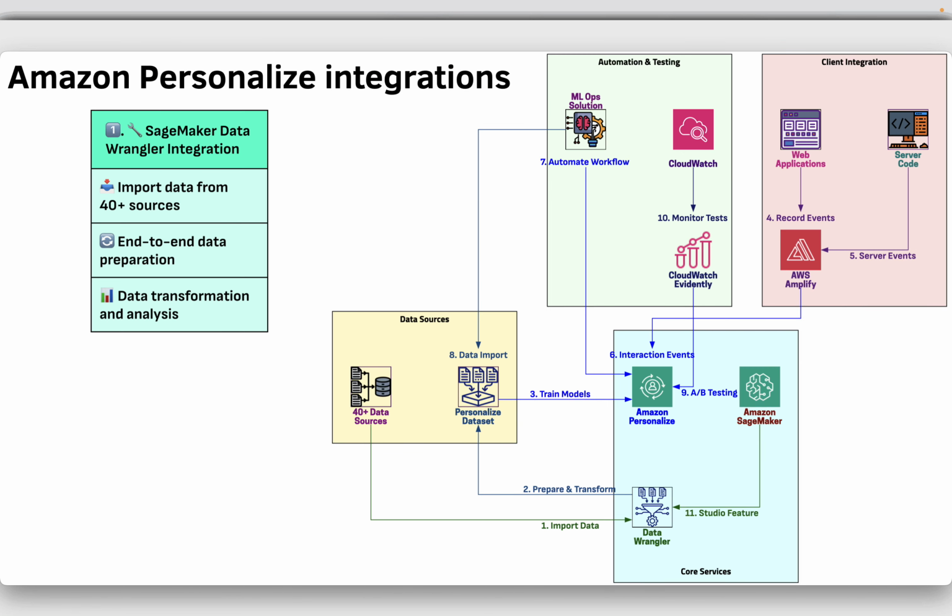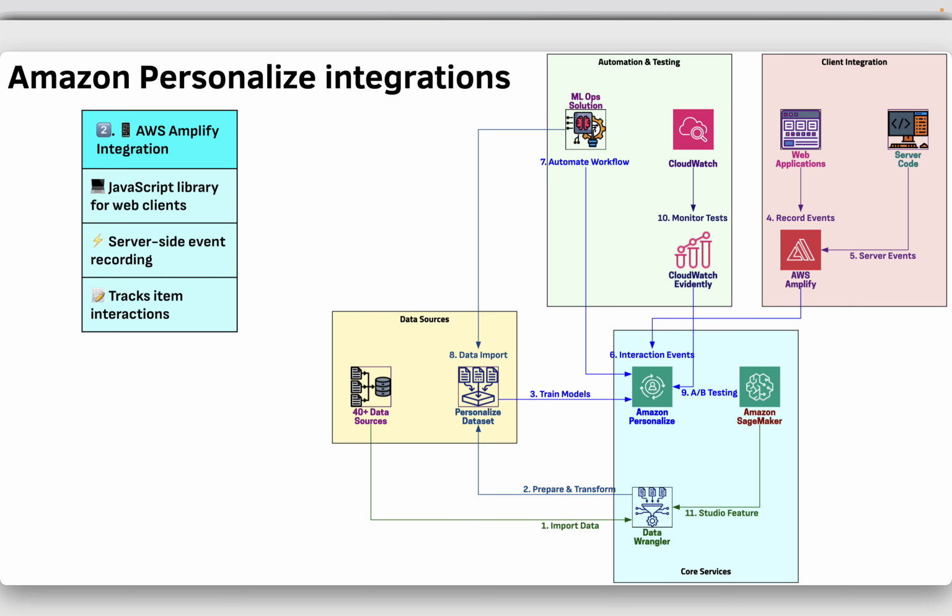So Amazon Personalize integrations. Personalize integrates seamlessly with other AWS services and solutions. So for example, Amazon SageMaker Data Wrangler, which is a component of the SageMaker service, integrates with Amazon Personalize to provide an end-to-end solution for importing data from over 40 sources, which allows users to prepare, transform, and analyze data within the Amazon SageMaker AI Studio environment. AWS Amplify provides integration capabilities for recording item interaction events, featuring a JavaScript library for web client applications and a separate library for server-side event recording.